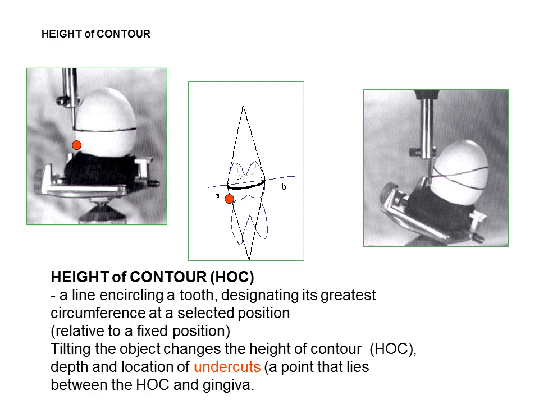The height of contour may be described for a tooth as the intersection of the bases of two cones, as shown in the diagram. An undercut area suitable to retain a partial denture is denoted by a red circle. The location of this undercut may change relative to the height of contour by tilting the egg.